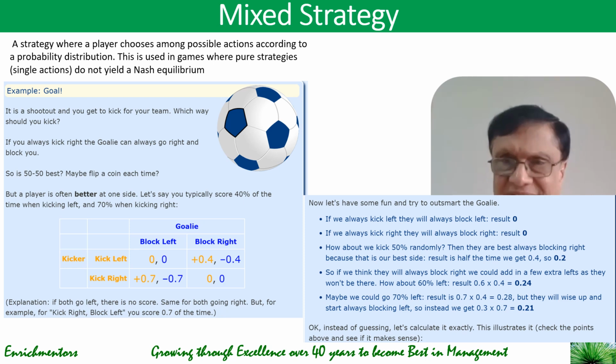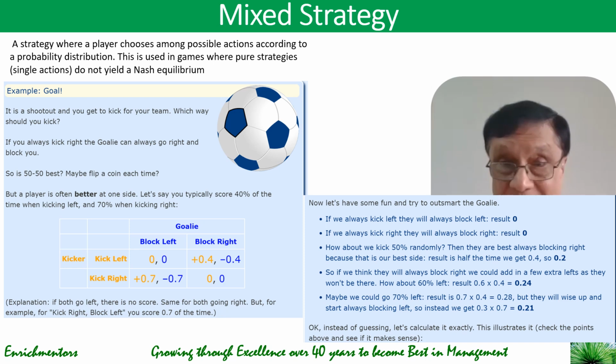So if you think they are always going to block right, then we could add a few extra lefts, natural common sense. So supposing you now go 60% left, then your result will be 0.6 into 0.4, right? You're kicking left, they are going right, and you're doing that 60% of the time, so your score is 0.6 into 0.4, which is equal to 0.24. You got that? Now, supposing we take it further and go 70% left. Now the result you think should be 0.7 into 0.4, which is 0.28, even better.